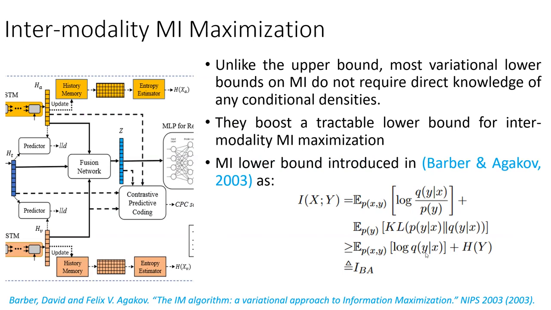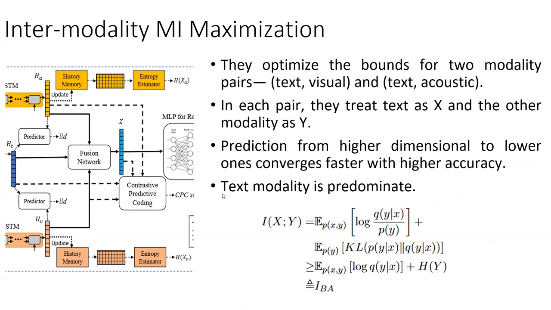Here they introduce this first function, the MI lower bound cost function, where H of Y is the differential entropy. They optimize these cost functions, or the bounds, for two modality pairs. They use the text and visual, and the text and acoustic. In this pair, they treat text as X and the other modality as Y.